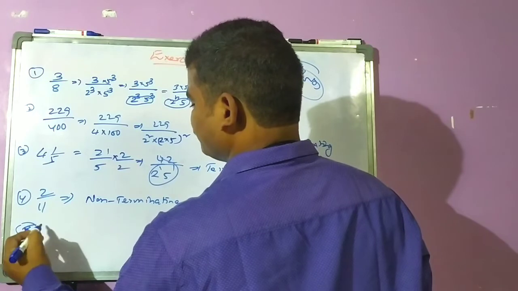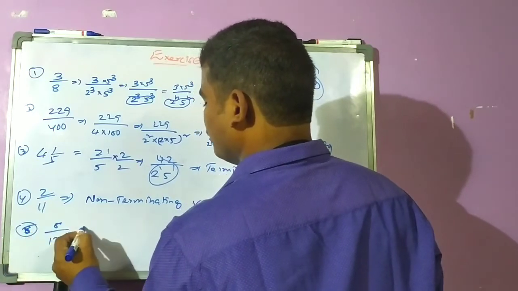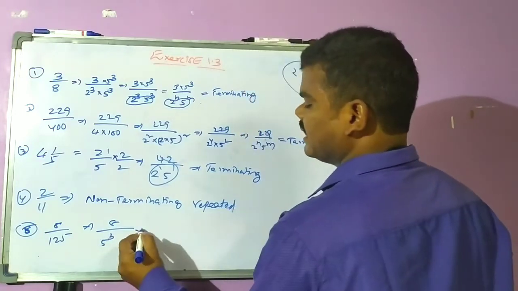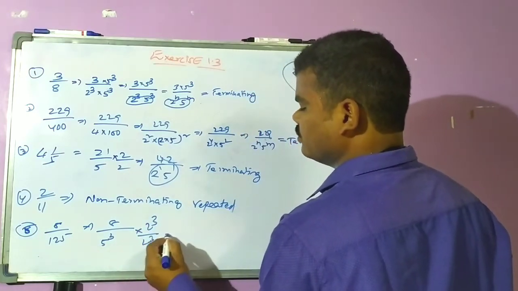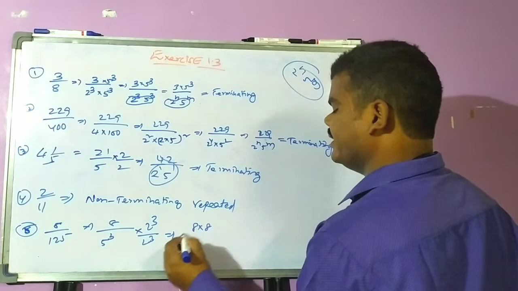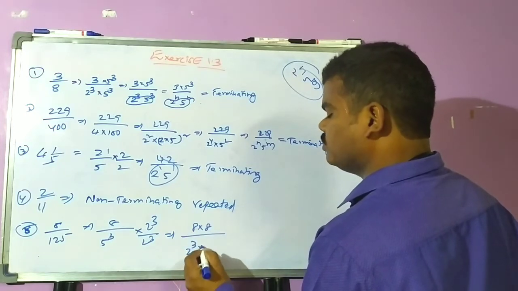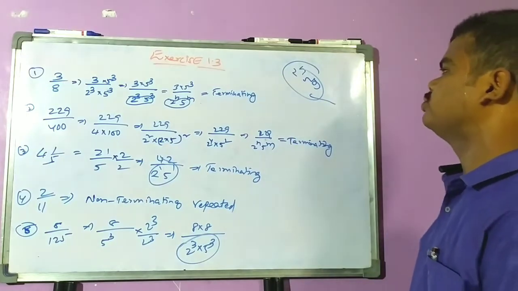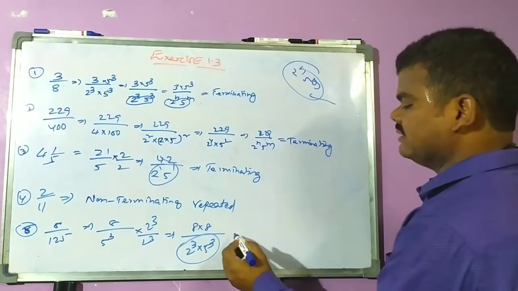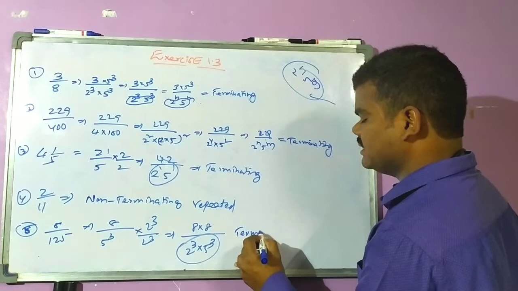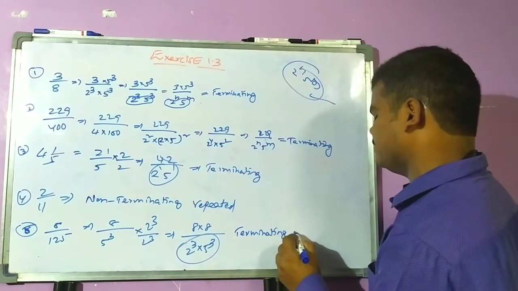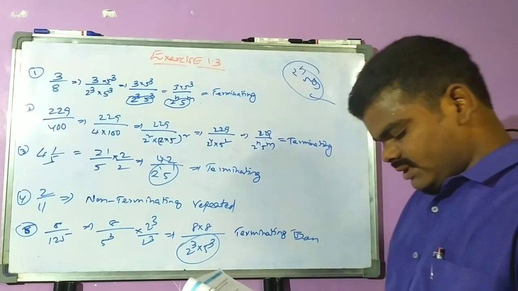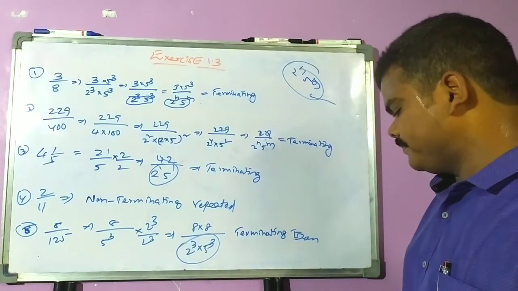Last one is 8 by 125. 125 can be expressed as 5 cube, and 8 is 2 cube. Here 8 by 2 cube × 5 cube. This is also in the form of 2^n × 5^m. So this is a terminating decimal expansion.